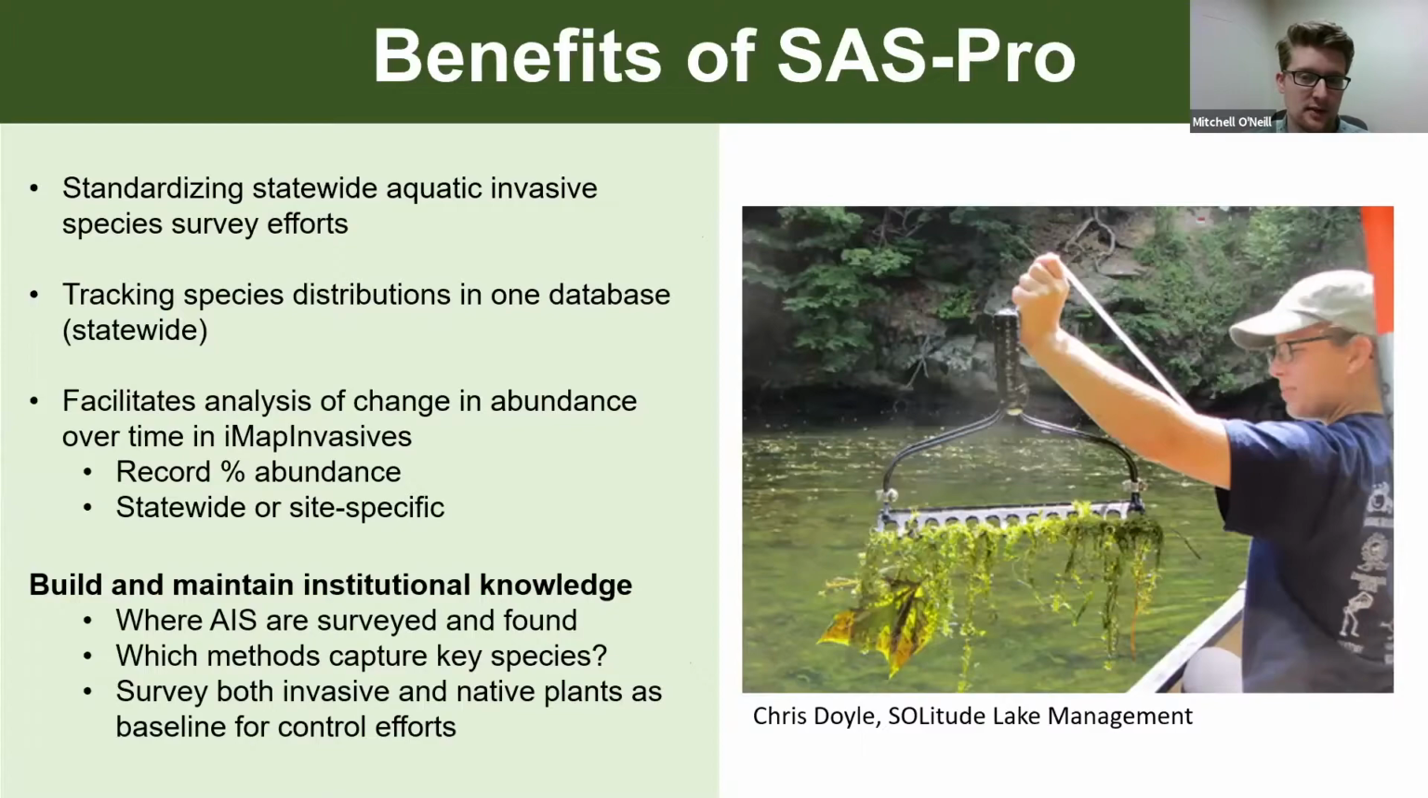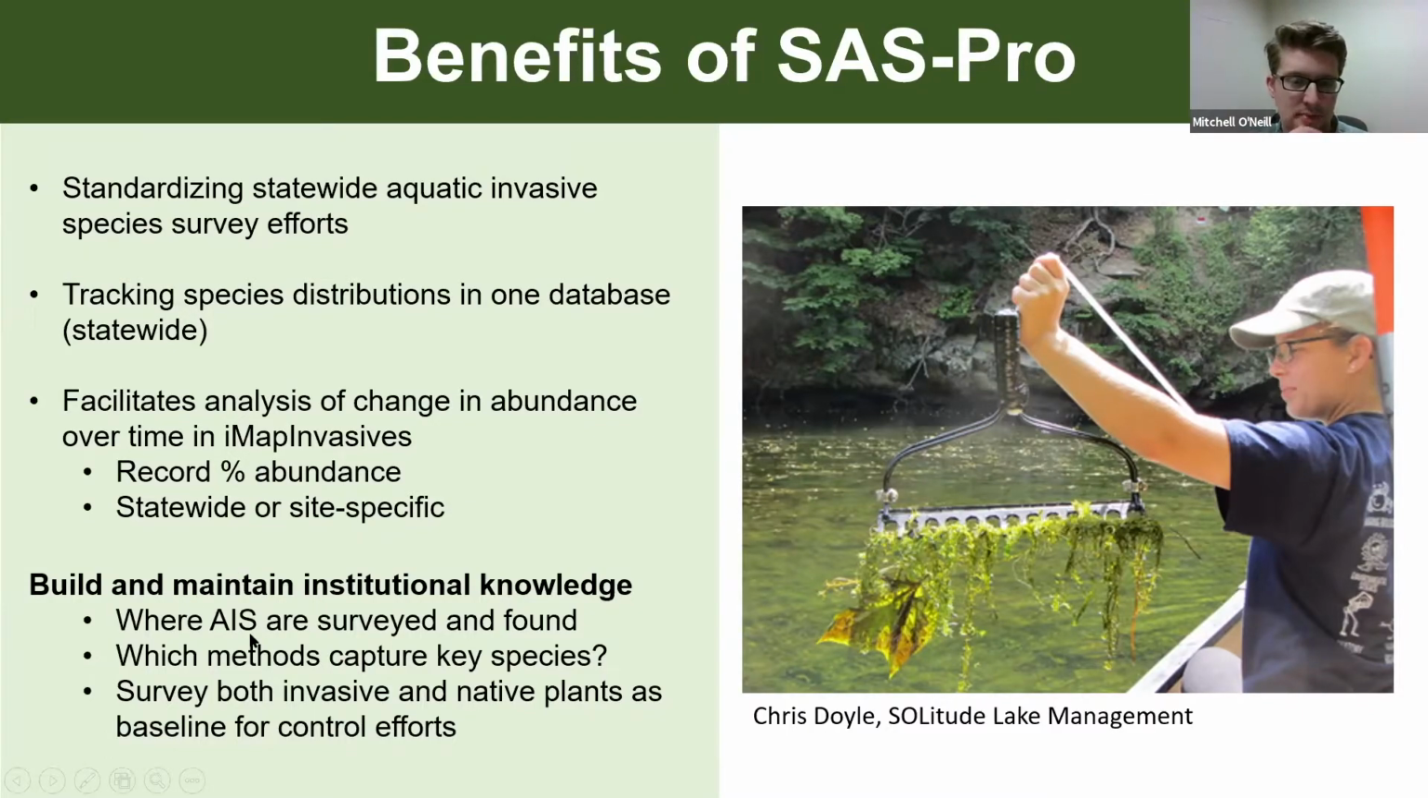And so some of the benefits are, of course, it standardizes the way that aquatic invasive species surveys are recorded across the state. You track species distributions all in one database, so it all goes to iMapInvasives. It facilitates the analysis of change in abundance over time. So we have fields in Sas Pro where you record the percent abundance or the relative abundance of a certain species on the rake in your rake toss, for example.